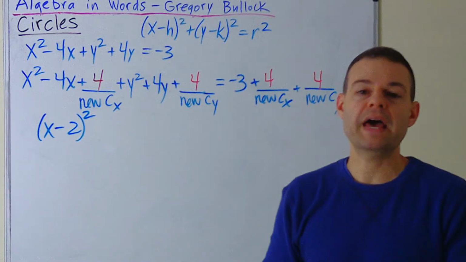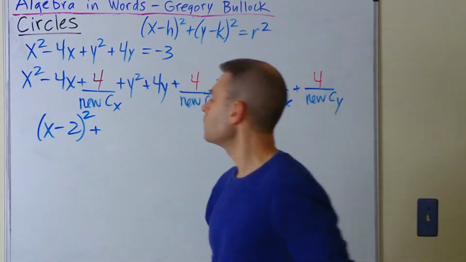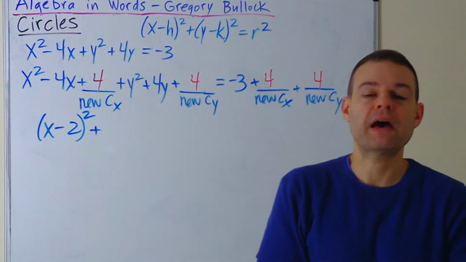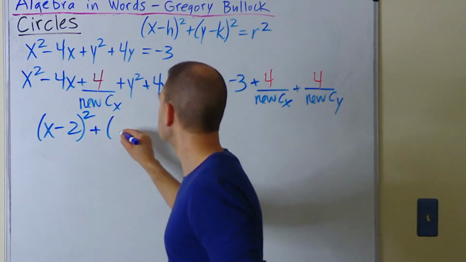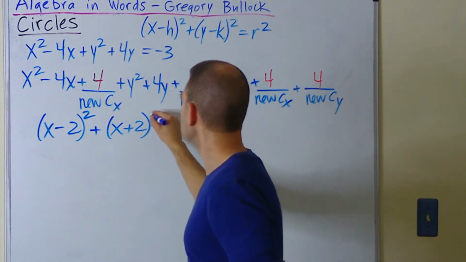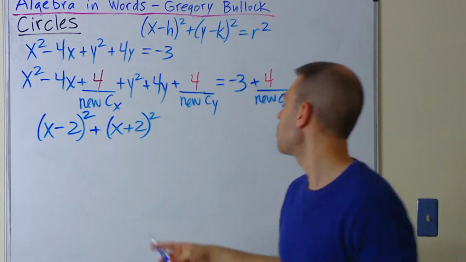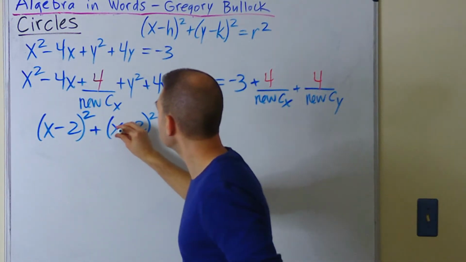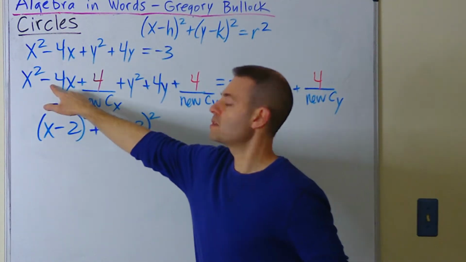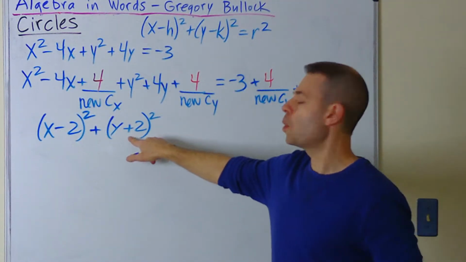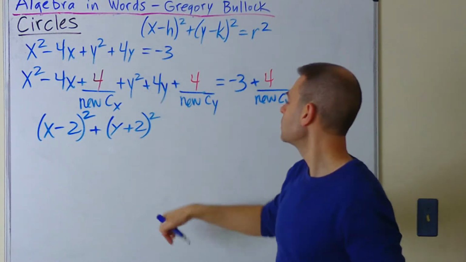Or I should say x minus 2 squared, and plus, and now let's factor the perfect square trinomial for the y's into what will become x plus 2 squared. Sorry, y plus 2 squared. If you're wondering why this is minus, it's because this is minus. And if you're wondering why this is plus 2, it's because this was plus 4 for the y's. Alright?